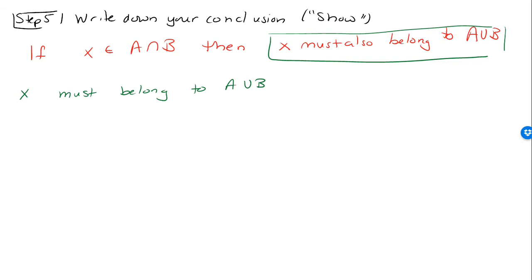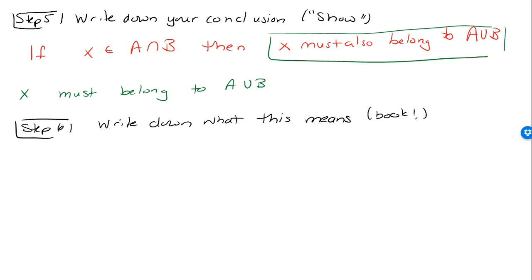All right. Now, write down your conclusion. That's your show. Everything after the word then is your show. X must also belong to A union B. So I've dissected that out, and I'm going to write down what this means. I have to go to the book.